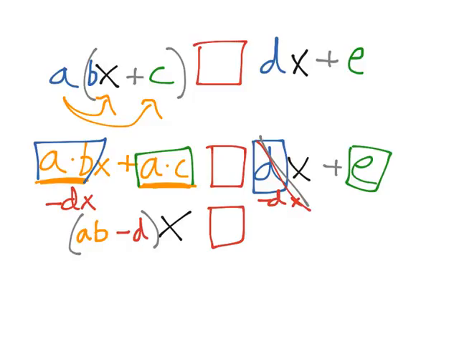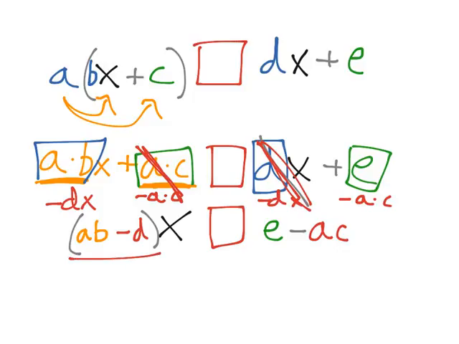Now I have to move the constants to the right side, so I'm going to subtract a times c. So here I've subtracted a times c from both sides, and now I got rid of the x on the right, so I have x on the left. I got rid of the constant on the left, so I have constant on the right. So I have some number times x is some number. As I showed previously, the next step would be to divide by whatever the multiple of x is, in this case ab minus d.